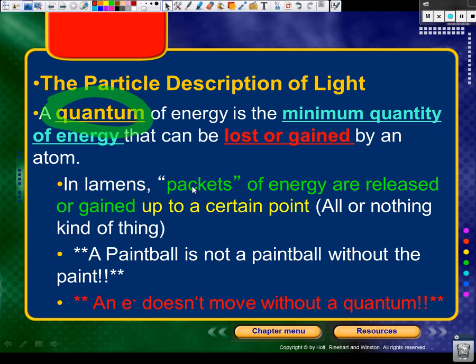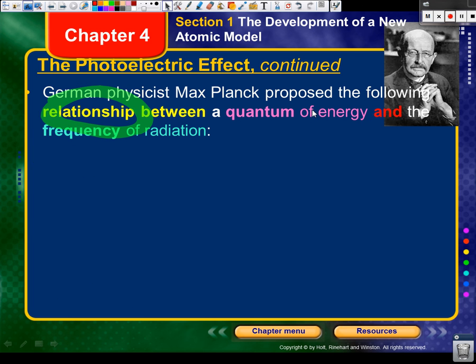What's that Q word? Quantum. So look, an electron doesn't move without a quantum. And here's where this is going to take us. We're going to talk about Bohr's model in just a minute. What we're going to learn about Bohr is how he talked about how electrons move. But let's make it very simple for just a sec. Actually, it'll be just after this.